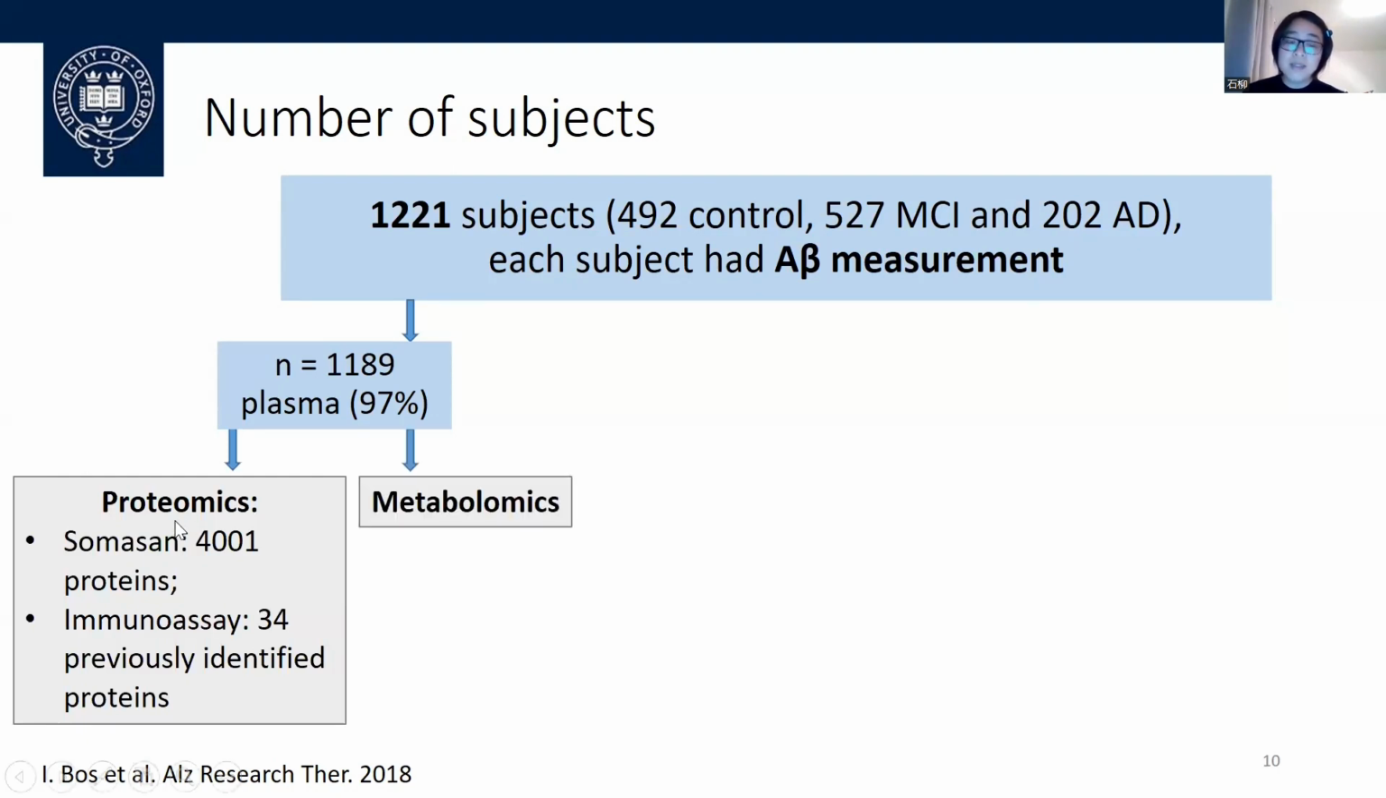For proteomics, we used 2 main approaches. First, we used the SomaScan to test 4,001 proteins for each single individual. Second, we used the immunoassay to validate 34 previously identified proteins in this cohort. For metabolomics, we used mass spectrometry.